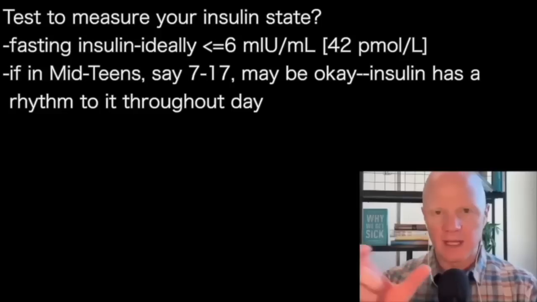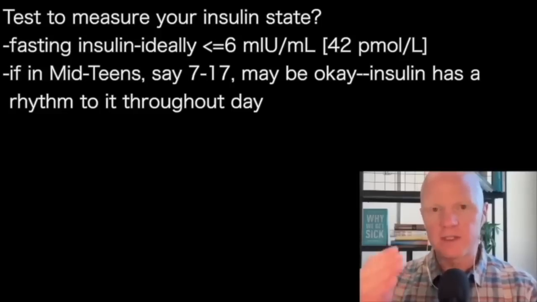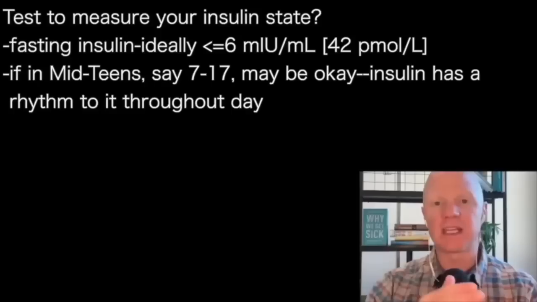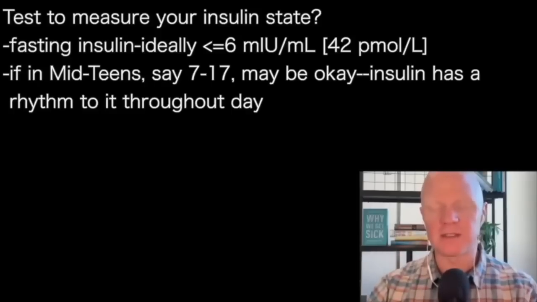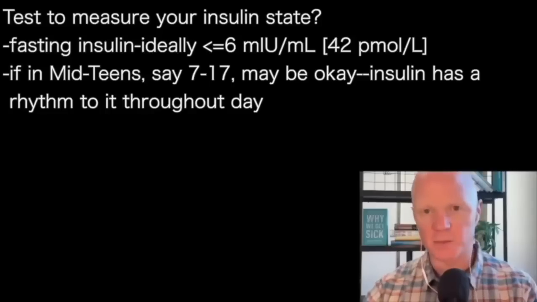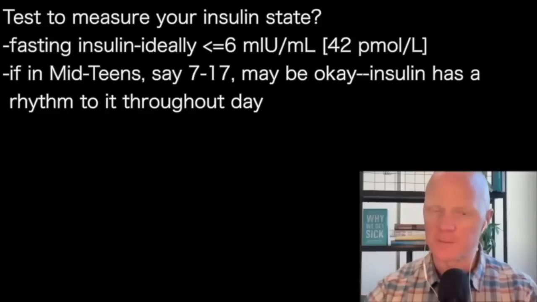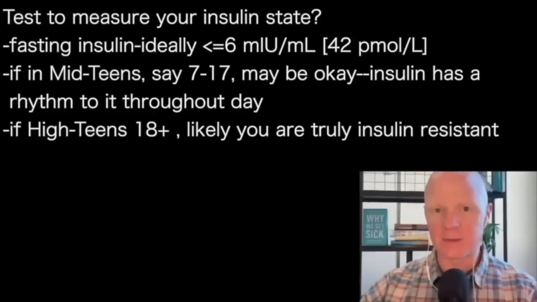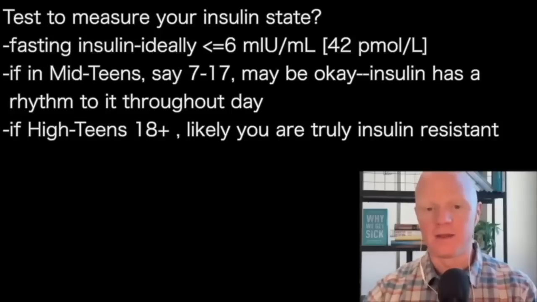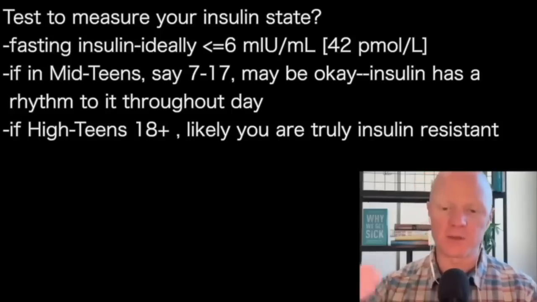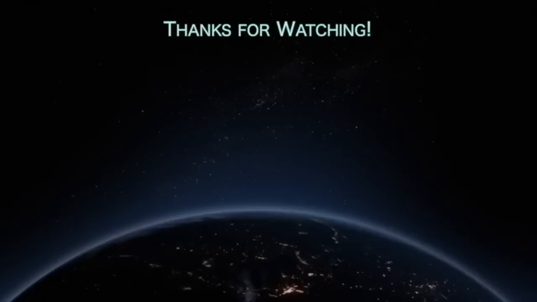Now, I mentioned that second category. If insulin is 6 or below, that's a really good sign that you're insulin sensitive. If it's in that intermediate realm, 7 to 17, that suggests there's a problem, but not absolute. And if it's high teens, 18 and above, it's very likely that you are in fact insulin resistant and you've detected a true problem there.